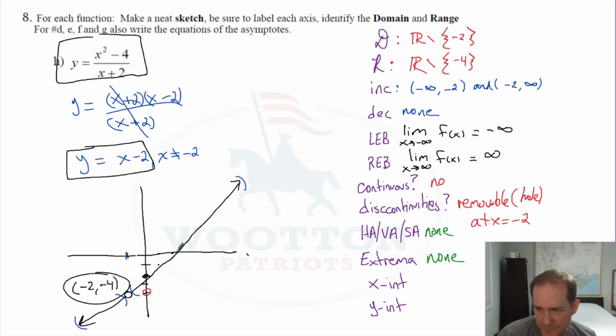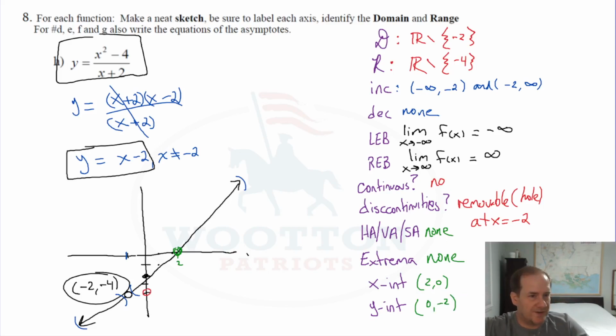For x-intercepts, well, we got one of those. Where are we? We're at negative 2. So if we came up 1 over 1 and up 1 over 1, that would put us on the x-axis at 2. So our x-intercept is 2, 0. And our y-intercept is what we get when we plugged in 0, which was negative 2. Alright, so that's h.